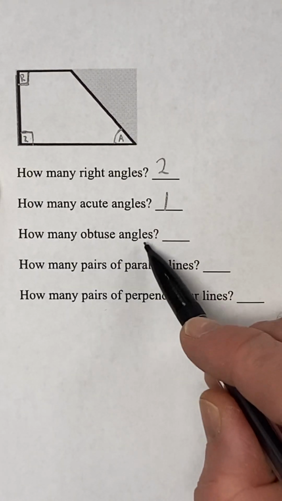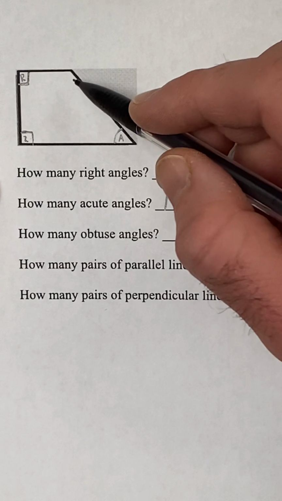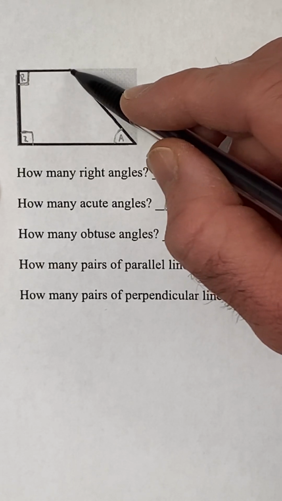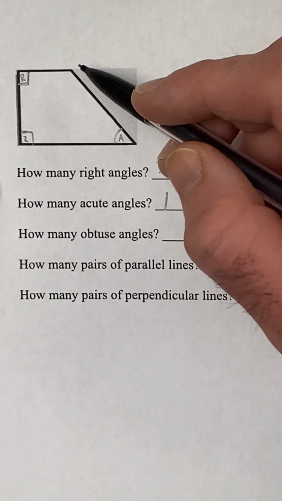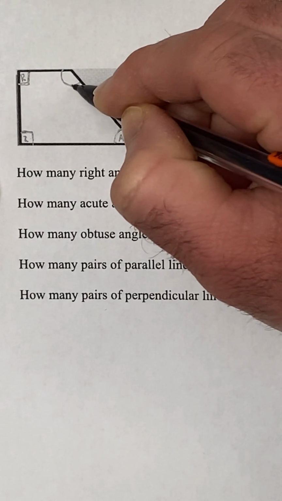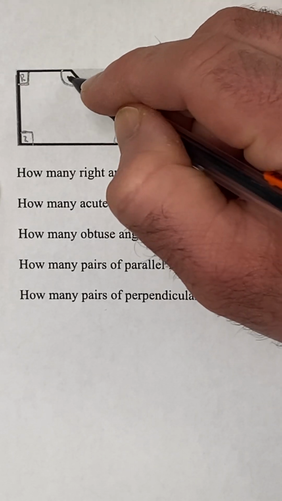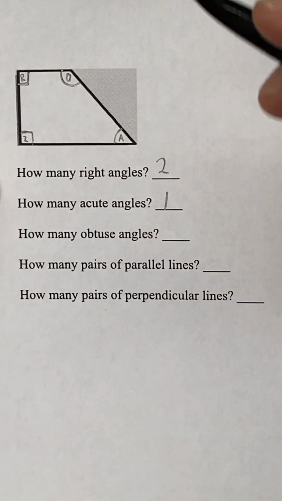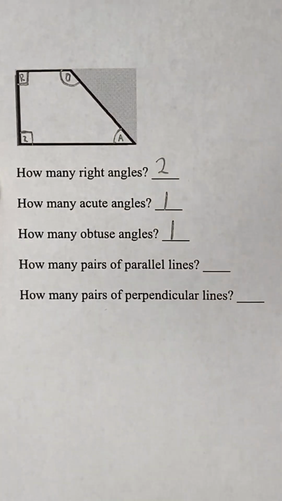Now, how many obtuse angles? There's only one angle left. And when I look at this angle, it's a little bigger than a 90-degree angle. So this one is an obtuse angle. So I'm going to put an O in there for one obtuse angle.